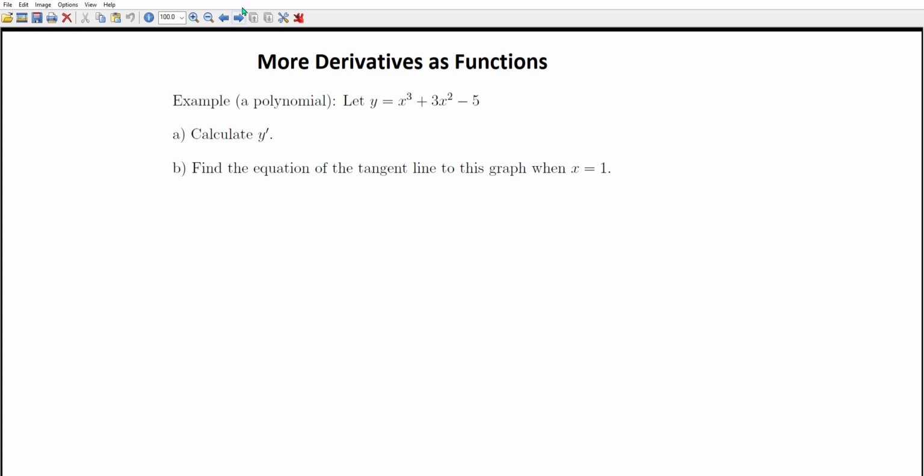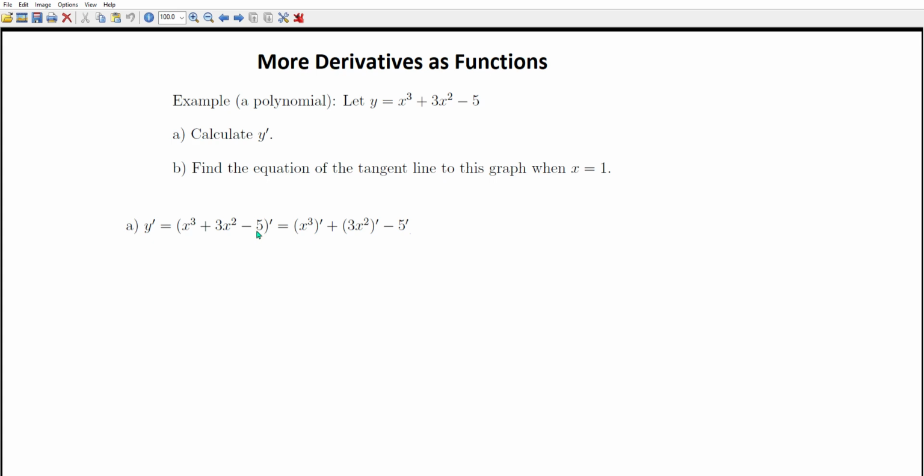Okay, let's do an example. What we're going to do is differentiate a polynomial, which we now know how to do, and then find the equation of the tangent line to the graph when x equals 1. So first step, calculate the derivative. y prime is (x cubed plus 3x squared minus 5) prime.